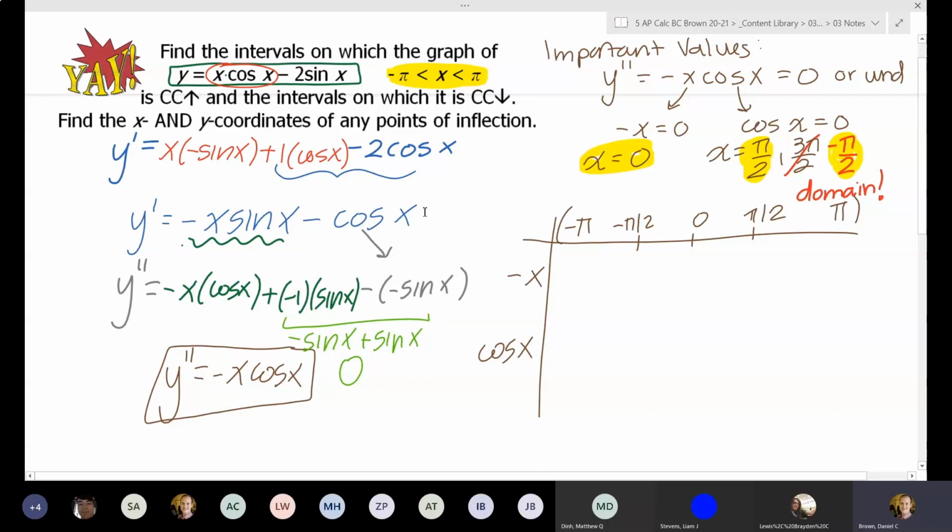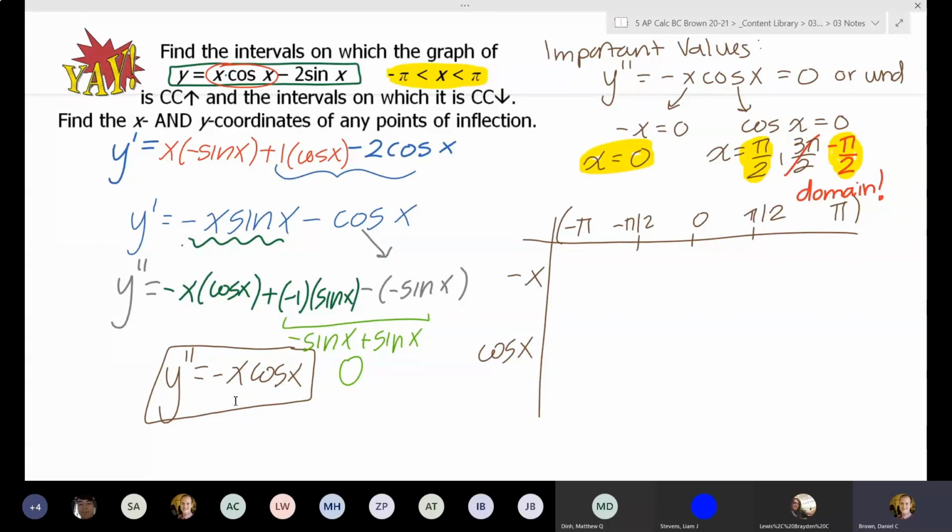Since I'm doing concavity, I need the second derivative. So I use the product rule again. Make sure you're careful here. The derivative of cosine is negative sine, so that last term becomes plus sine. Negative sine and positive sine cancel out. So your second derivative is just negative x times the cosine of x.